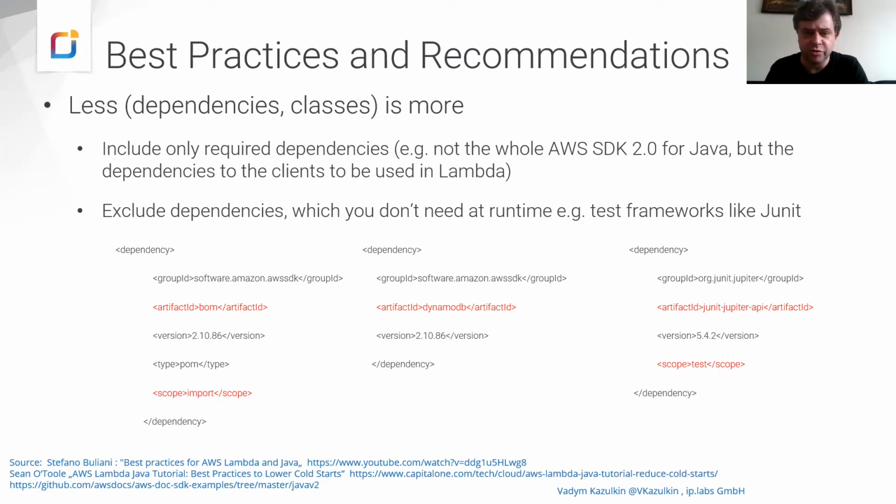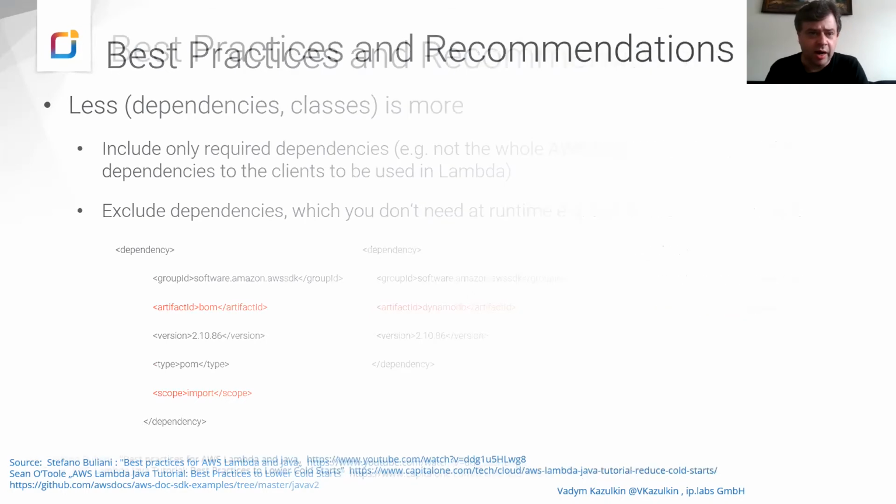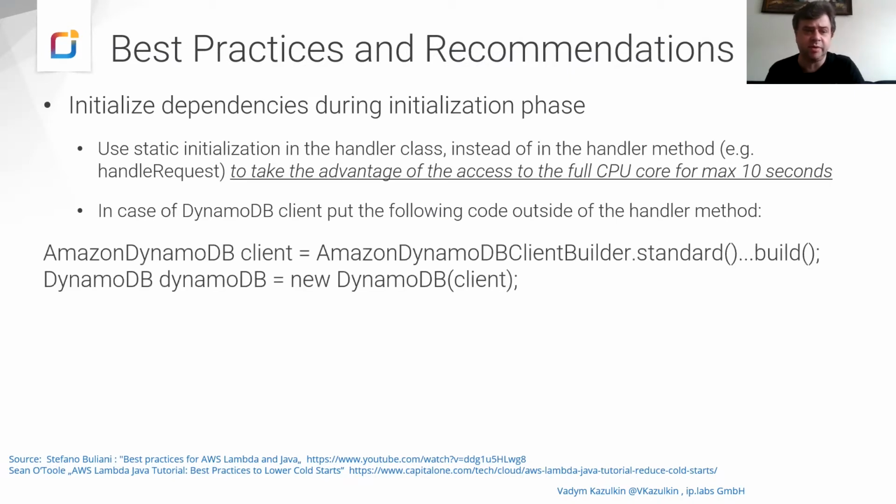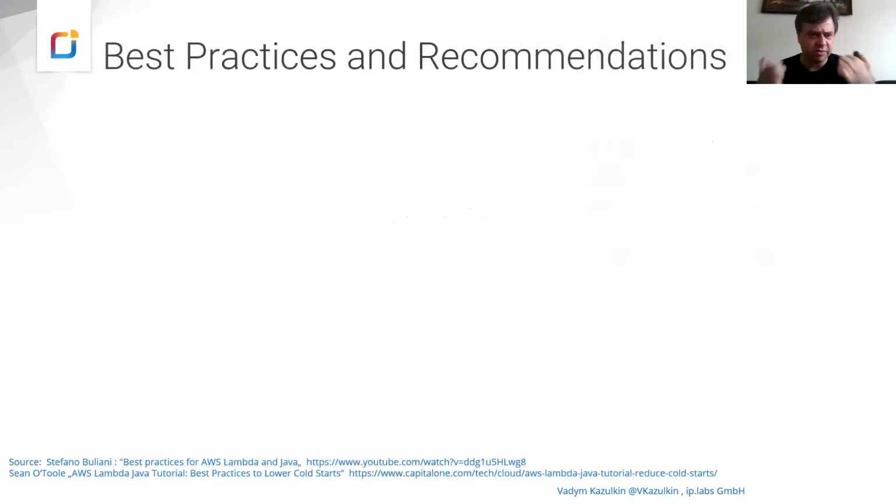You don't need this in your artifact when you deploy. So, other best practices, totally logical: use the static initializer block of your Lambda function. Once again, take advantage of full CPU access for free for 10 seconds. For example, if you would like to initialize the DynamoDB client, do this in the static initializer block and not in the handleRequest method itself. You will just boost performance with this and it will be much quicker.